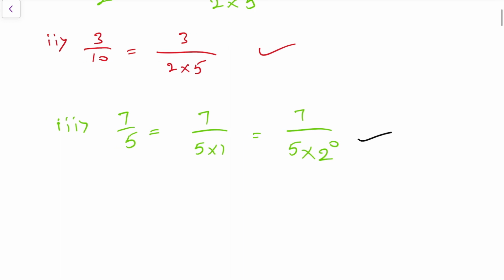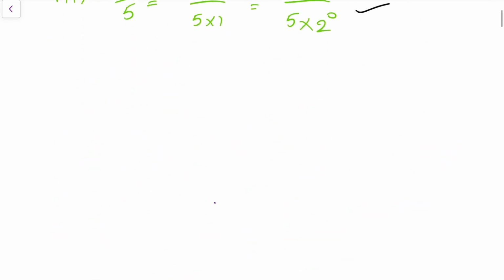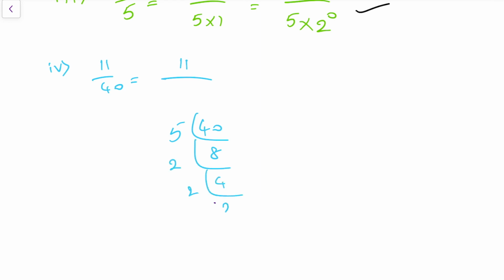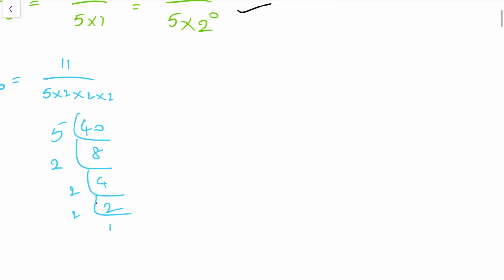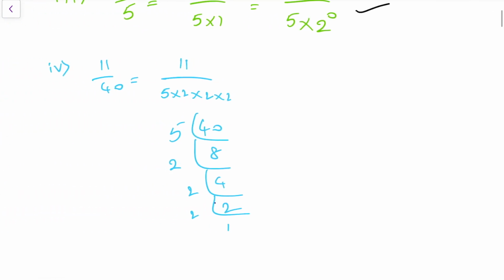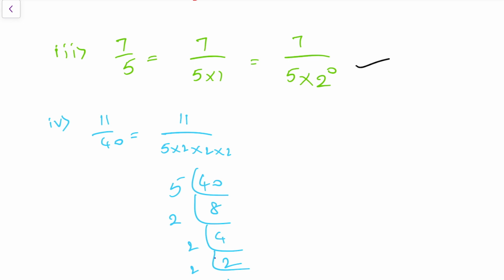Next, coming to question number 4: 11 by 40. So here 11 as it is, and 40 is not a prime number, so let us do the prime factorization of 40. 5 8s are 40, 2 4s are 8, 2 2s are 4, 2 1s are 2. So 40 is nothing but 5 times 2 into 2 into 2. Now if you observe the denominator clearly, we can say that the denominator is in the form of 5 power n into 2 power m only. So it has a terminating decimal.